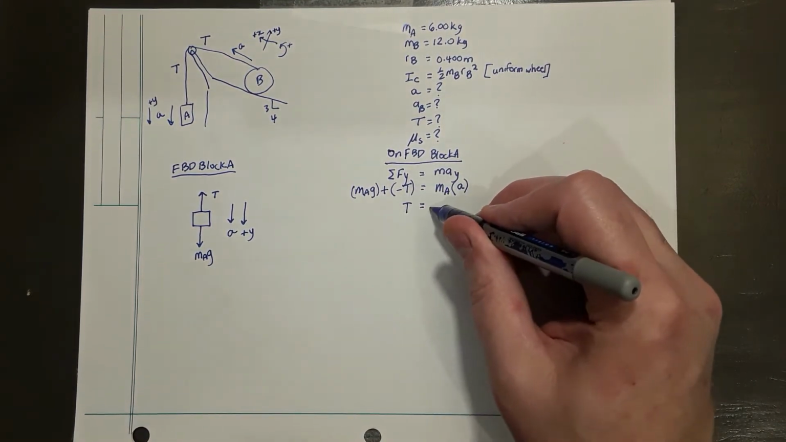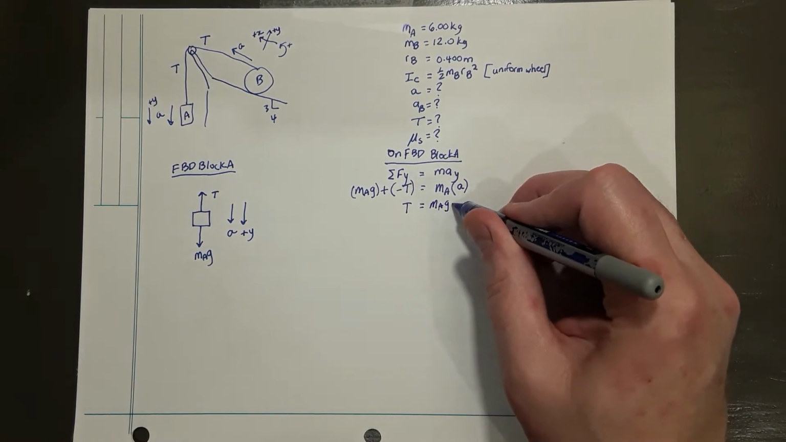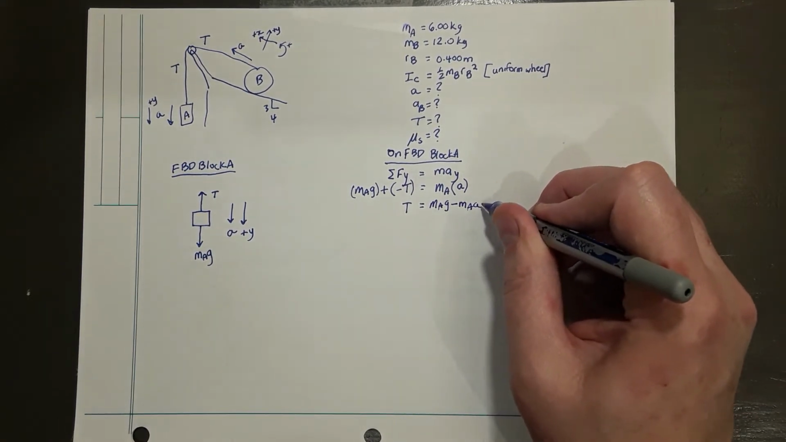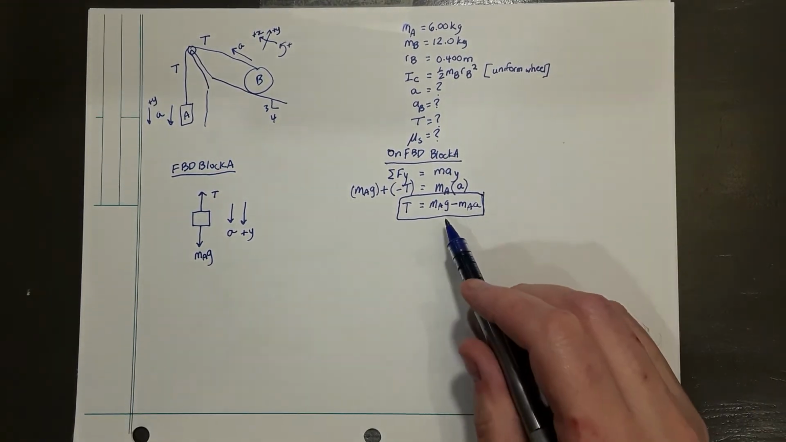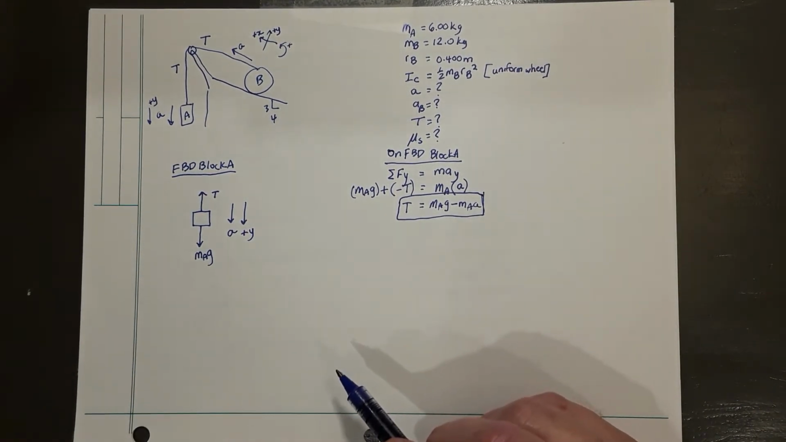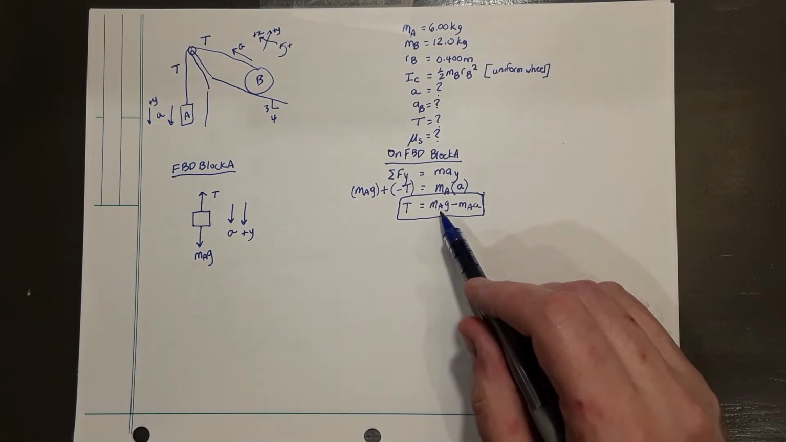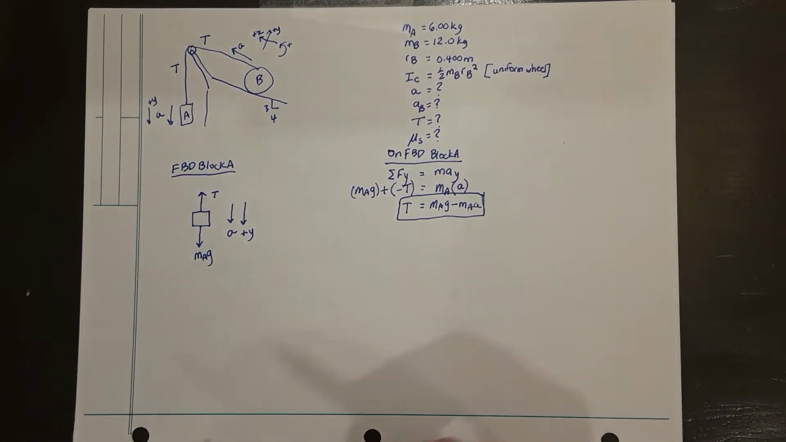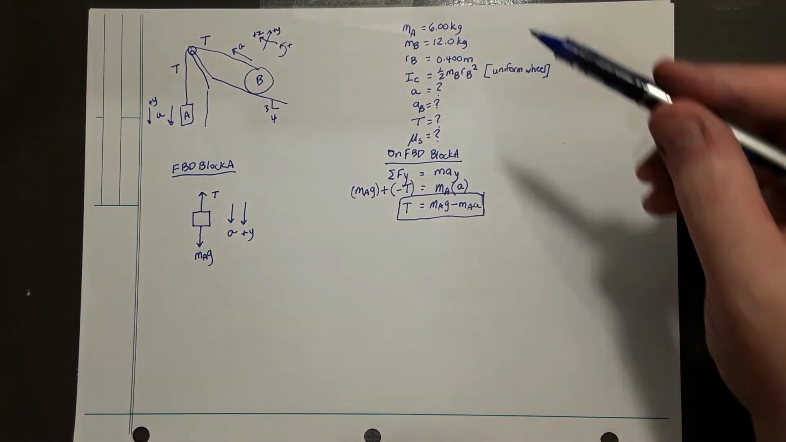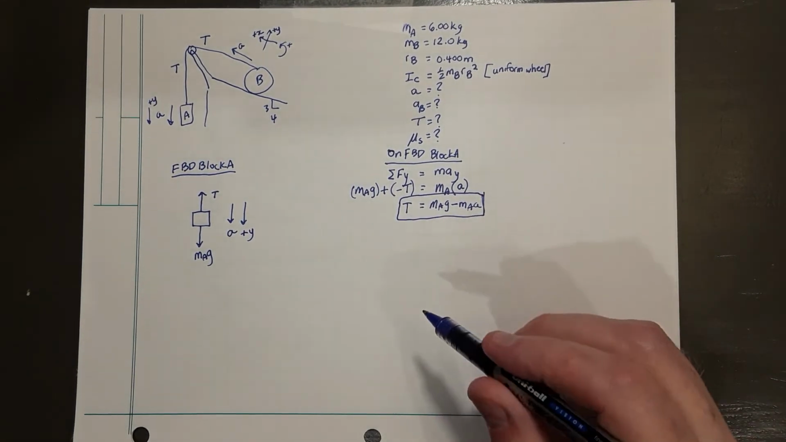Take that to the right-hand side. mAa goes to the left. I end up with tension is mAg minus mAa. So the tension in the cable is slightly less than the weight of the block, and that's going to allow the block to rise. So the maximum amount for the tension in that cable is going to be the weight of that block, which is about 60 newtons, 6 kilograms times 9.81. So we know the answer for the tension here is going to be less than about 60 newtons.